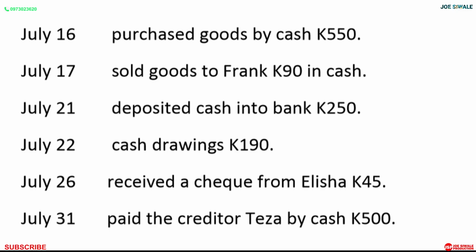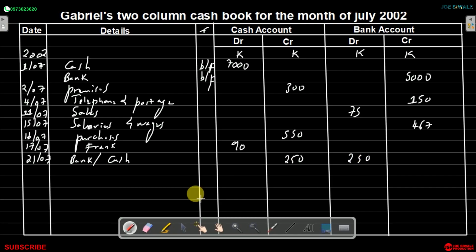Then on the 22nd of July, cash drawings amounting to 190 kwacha. And drawings, that is taking money out of the business for personal use. And since money is taken for personal use, that means that money is going out of the business, and that means that type of transaction must be recorded on the credit side. So we're going to record it on the credit side of the cash account. So we have 22nd of July, we're going to say drawings.